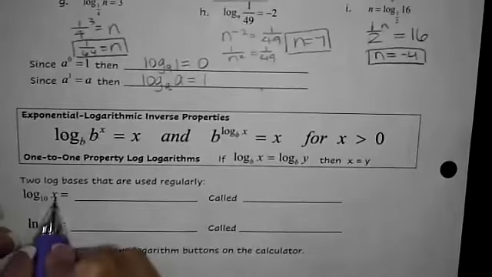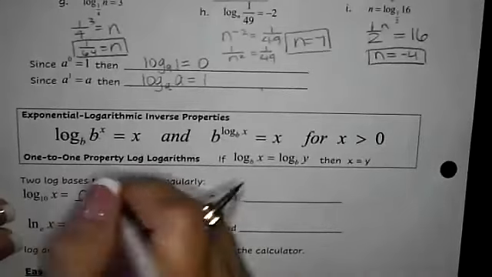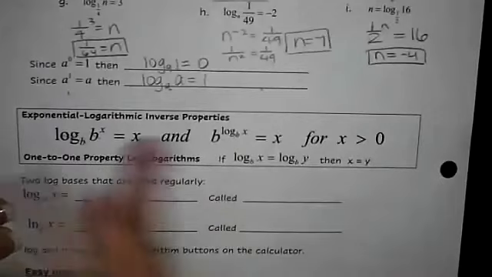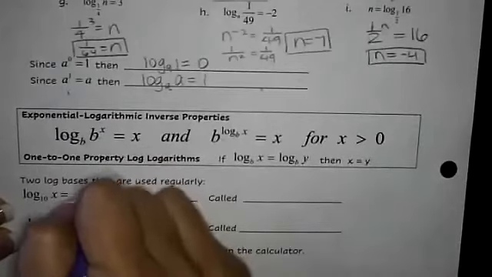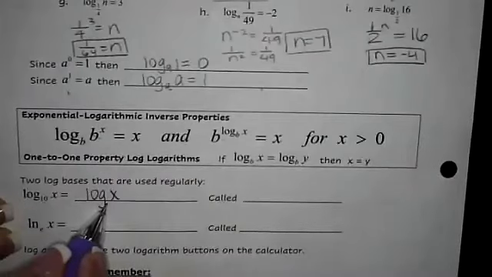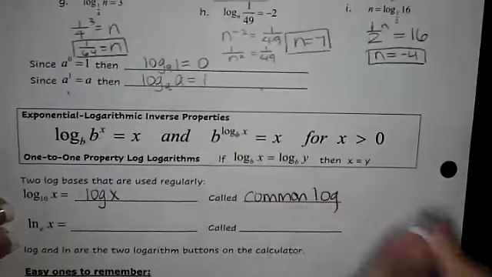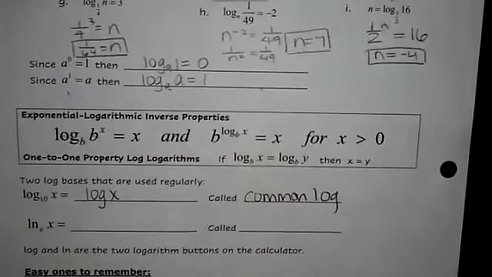All right, there are 2 log bases that are used regularly that we call by a different name. So log base 10 of x is called the common log, and when we write it, it is just y equals log x. You don't have to write the base if it is a 10. That is called the common log. I want to go ahead and show you that on the calculator because when you're using the calculator, there is a certain button for that.